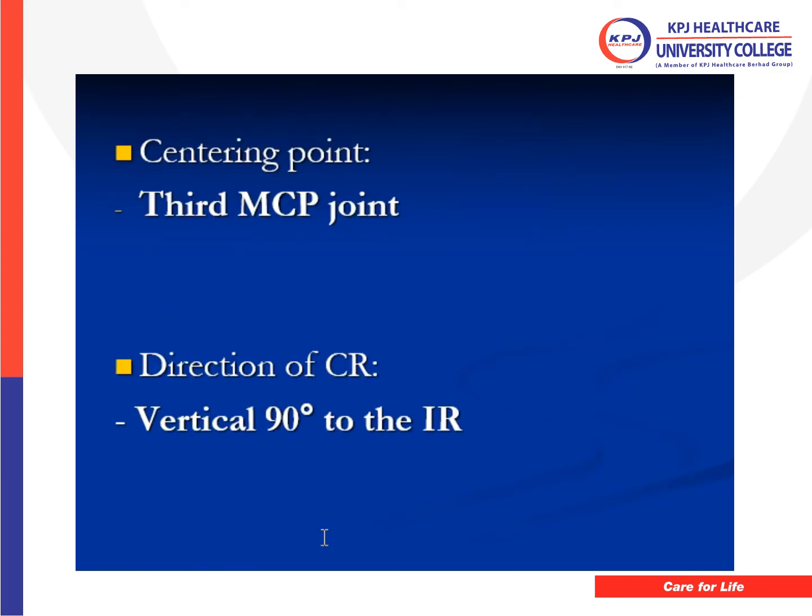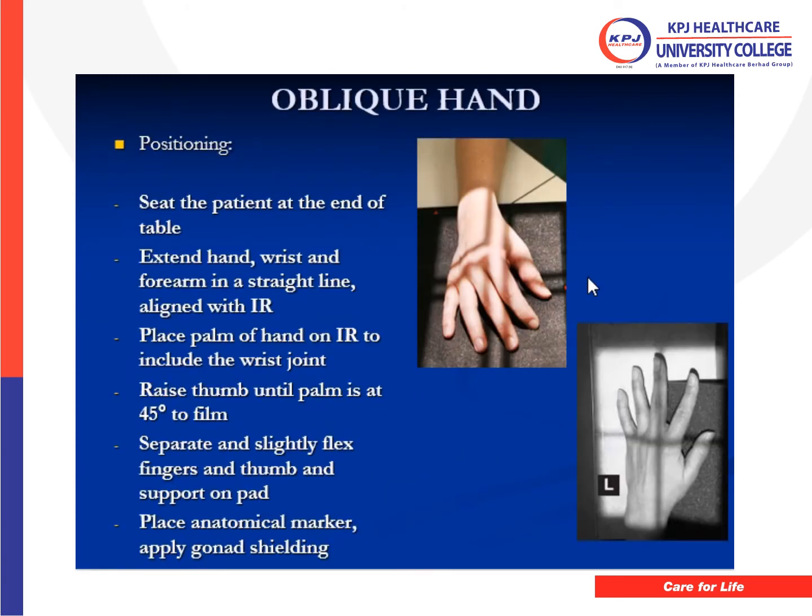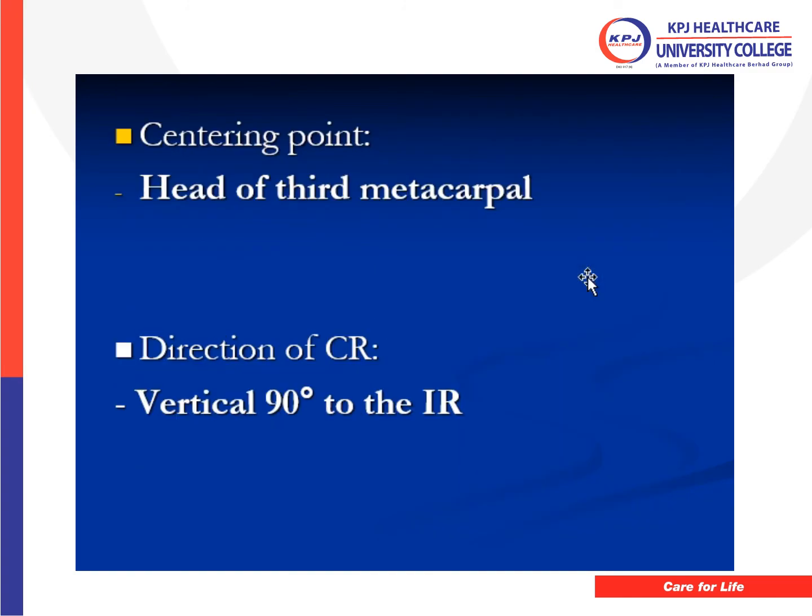Alright, the centering point is at the third metacarpophalangeal joint, and the direction is perpendicular, or vertical, to the image receptor. The image should appear like this, slightly different from the PA. Remember, because we are projecting the oblique view instead of a PA.